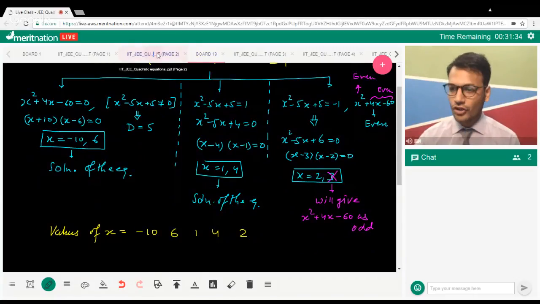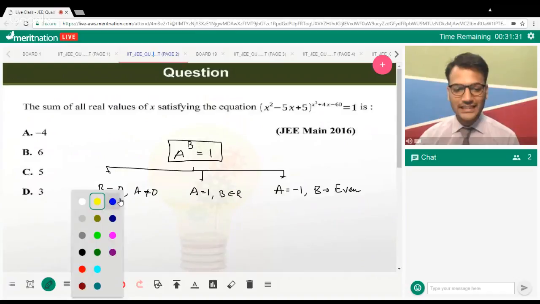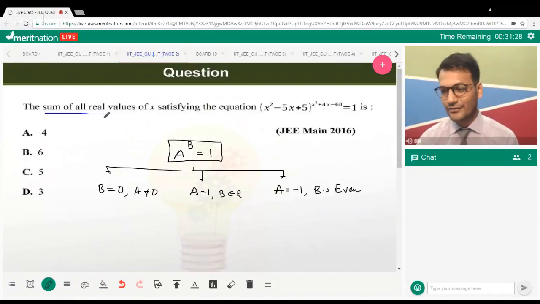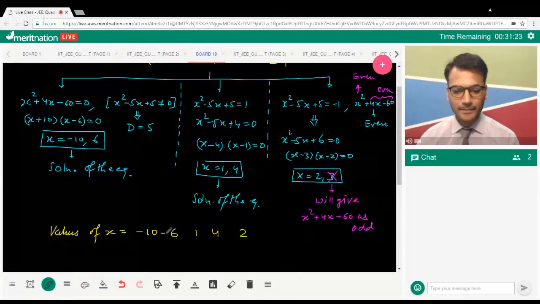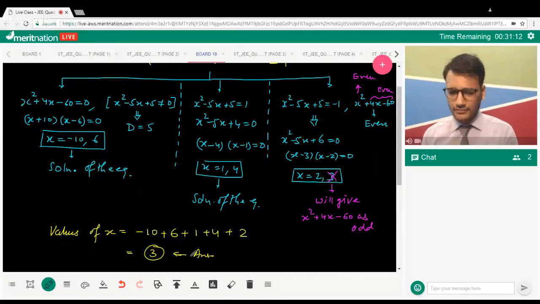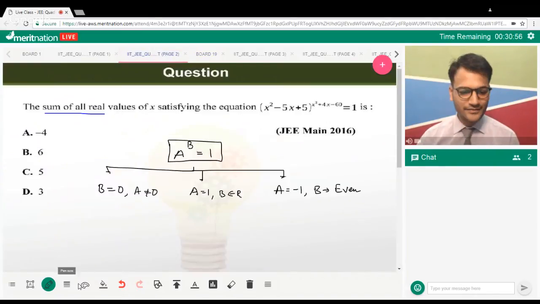The question was not talking about these values. The question was talking about the sum of the real values, the sum of these values of x. Therefore, the sum is 3, which is the answer to the question. I hope all of us are clear with it. It's not a very tough question, a simple one which appeared in mains. But still, one important bit was the third condition, which you need to consider, or else you're going to goof up. So the correct answer for the question over here is 3.